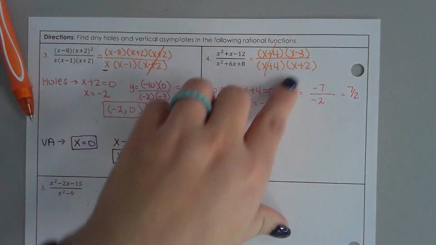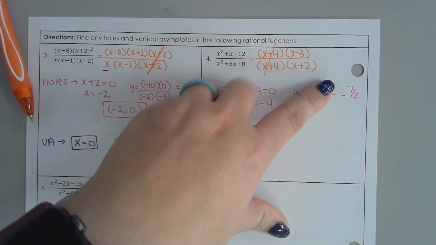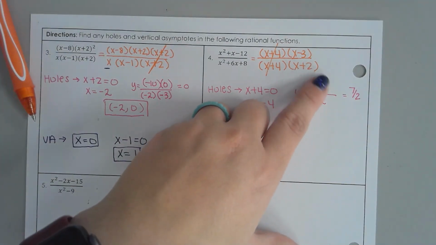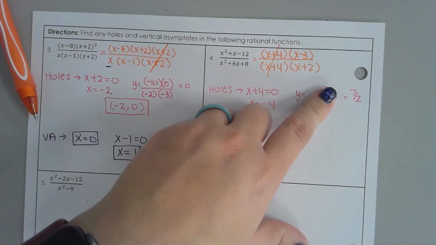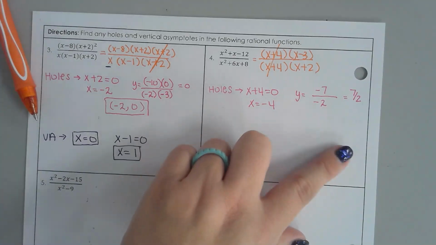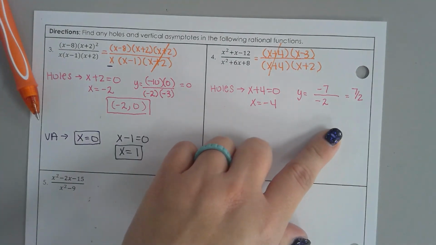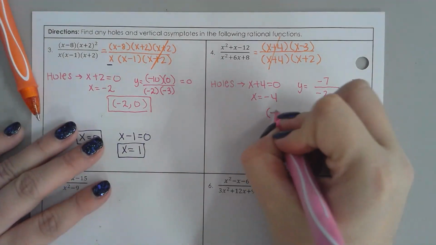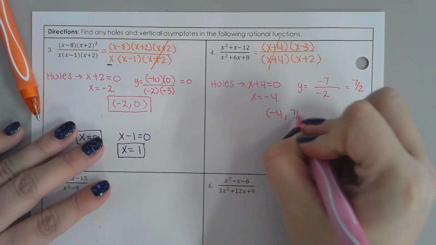This type of calculation, you should be doing that without a calculator. I mean, I'm not going to count off right now if you use a calculator or not, but on the AP exam, I'm guessing this would be a non-calculator type question. So we have a hole at -4, 7/2.